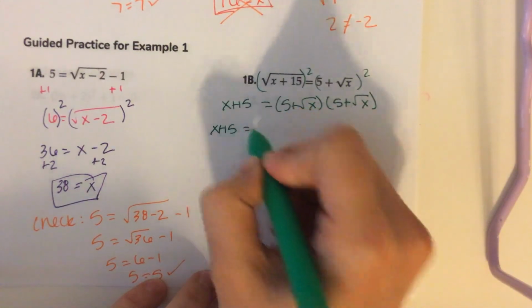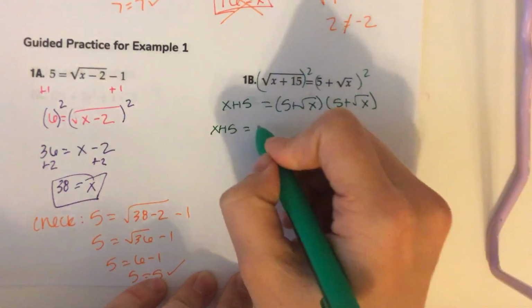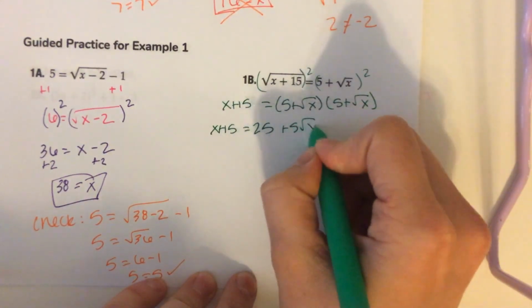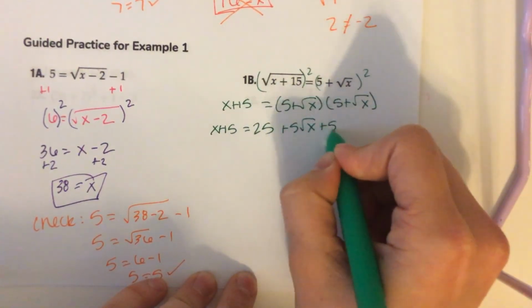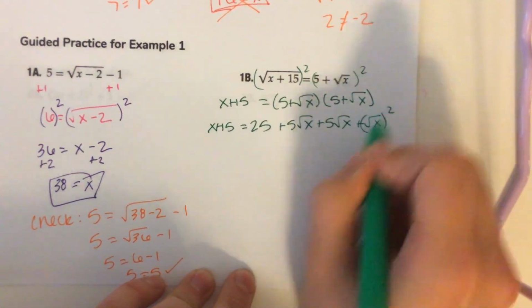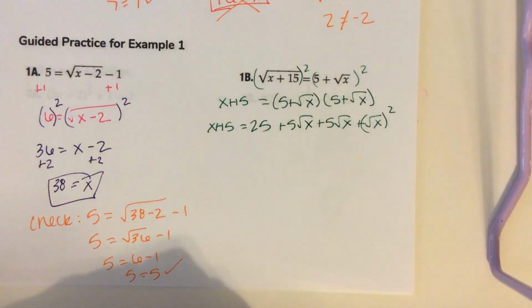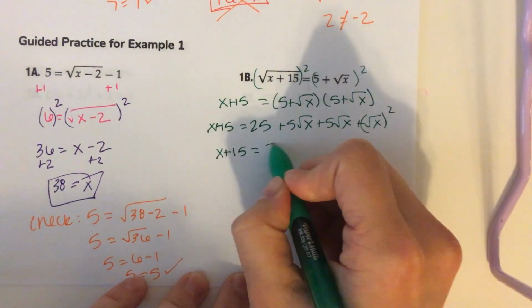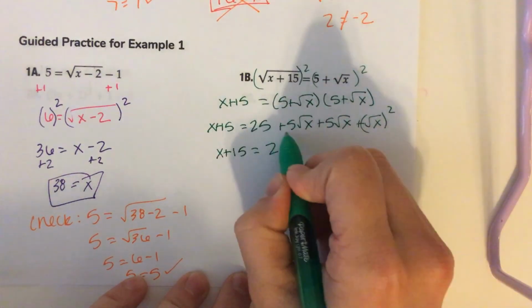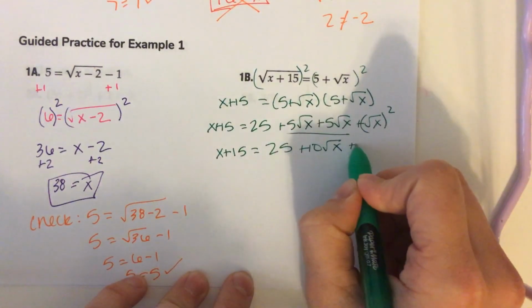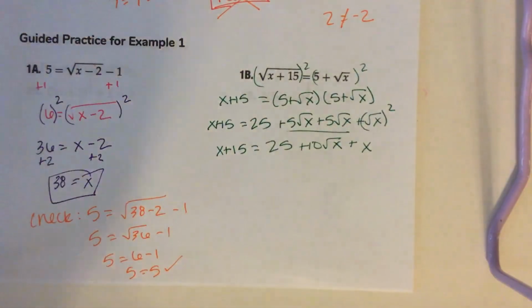My x plus 15 just stays. I get my first, 5 times 5 is 25, plus 5 square root x, plus 5 square root x, plus the square root of x squared, because there's 2 of them. I'm going to clean this up a little bit to get x plus 15 equals 25. These combine to give me plus 10 square root x. That simplifies to just be x.